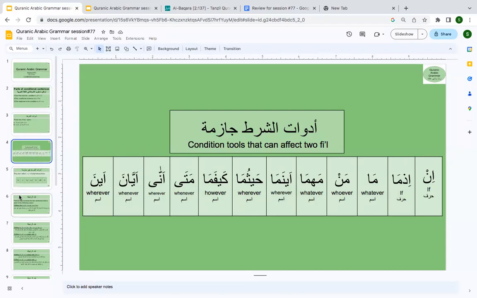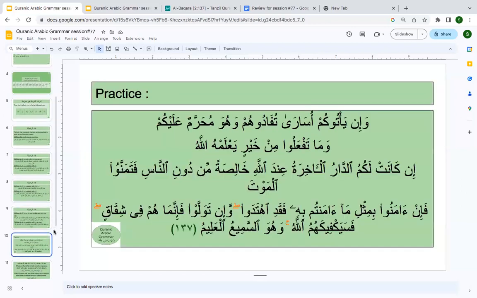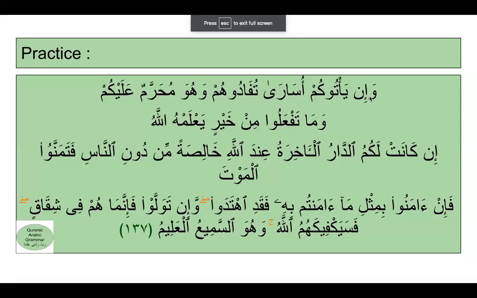Okay. So before I take you to another tool that you may see in these sentences, I want you to see how you are going to practice them and how you're going to be well versed with this concept. Okay, so let's see this verse from Suratul Baqarah. In ya'tukum usara tafaduhum. Just focus on this part of the verse.